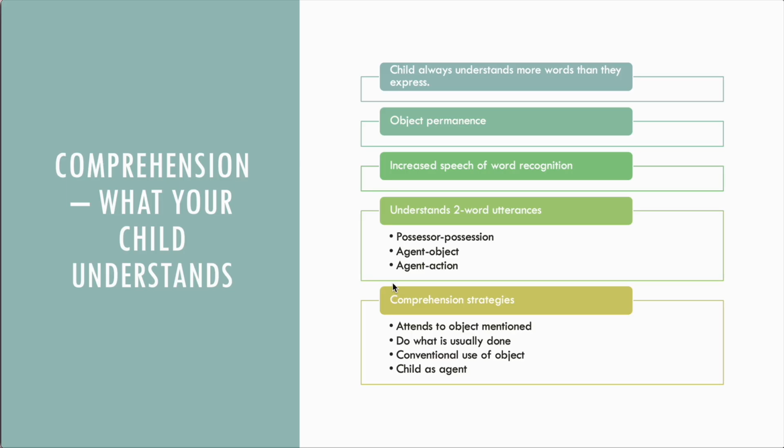Comprehension strategies can be used by the child to help understand language when they do not fully understand the words. These strategies include attend to object mention, do what is usually done, conventional use of object, and child as an agent. When a child attends to object mention, the child is looking at what object is said. When a child is doing what is usually done, the child will follow a similar routine for that situation. The conventional use of an object is when the child uses the object's typical function. The last comprehension strategy is for when the child automatically interprets the sentence as if they are the person doing the action.